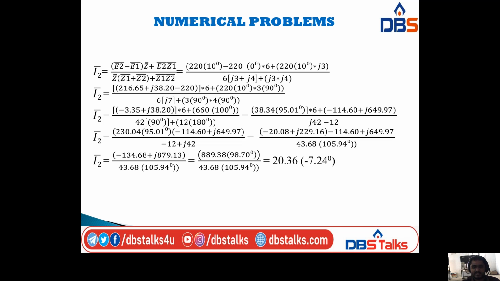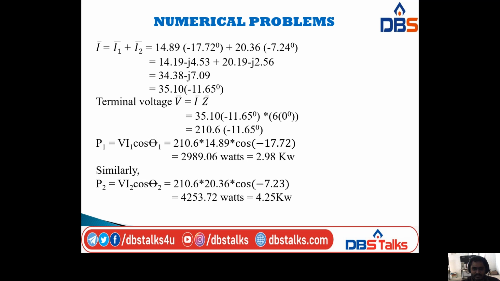So this is the first case, and coming to the third case, in this one we calculate the total current, that is I is equal to I1 plus I2. So actually we calculated the I1 value and I2 value. Please substitute those values into this one, and I1 value is 14.89 at an angle of minus 17.72 degrees plus I2 value is 20.36 at an angle of minus 7.24.